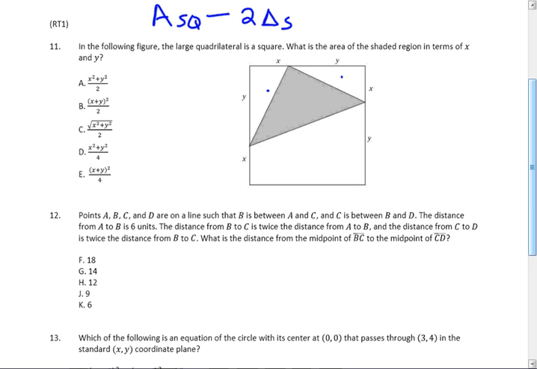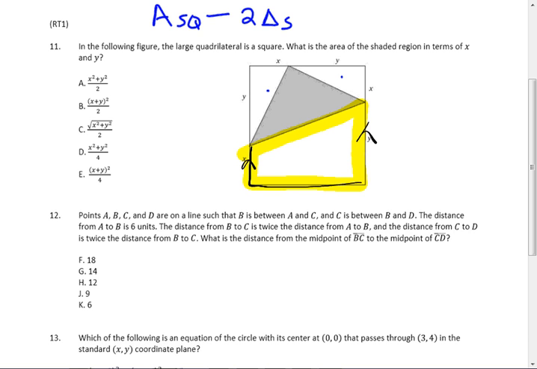Colin, what's this shape? This is not a square. It's not a parallelogram. It has exactly 1 pair of opposite sides parallel. It's a trapezoid. It's just on its side.